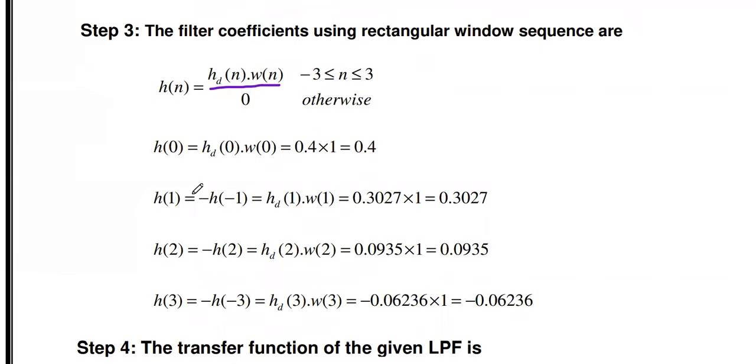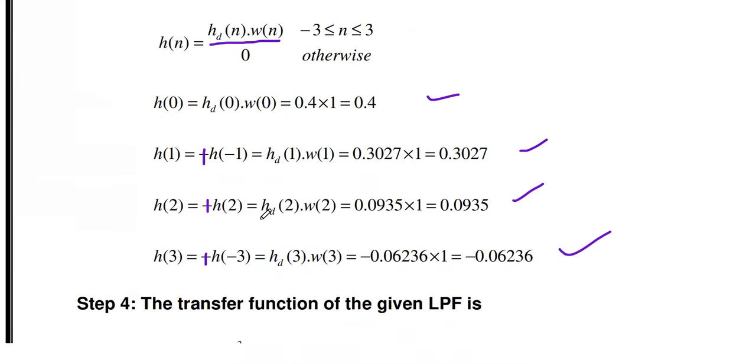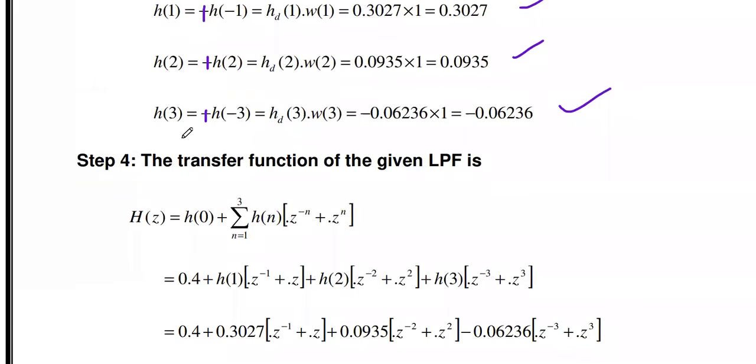Similarly, h of 1 and h of minus 1 become equal. So h of 1 and h of minus 1 equal HD of 1 multiplied with W of 1, so 0.3027. Similarly, h of 2 is the same and h of 3 is the same. Here, since it is the rectangular window, h of n is equal to hd of n, since the windowing sequence has the value 1. So we calculated the filter coefficients.